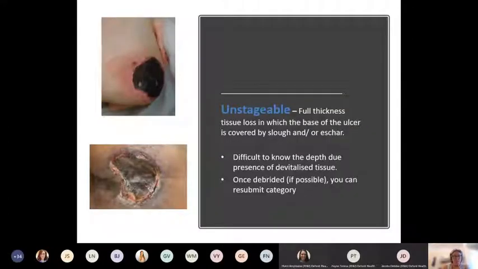And then this is what we now call unstageable. So it's highly likely that this goes down to bone, but because there's a whole pile of stuff in between the bone and what we can see, and we can't see down to the bone, we currently call this unstageable. It's full thickness tissue loss where we can't see the base of the wound because it's covered with slough and eschar. Once debrided, you then would resubmit a categorisation of this wound when you'd found out exactly what it was.